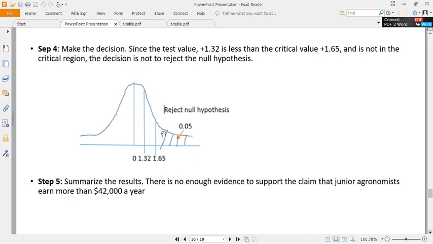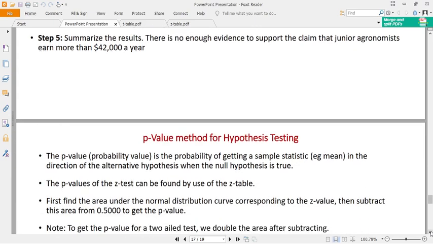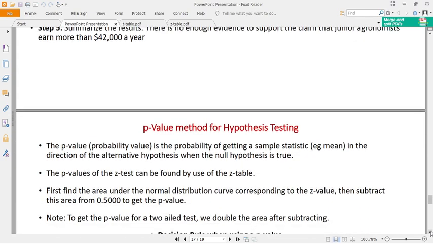$42,000. So in other words, if we had got a test value that was greater than 1.65, then we would reject the null hypothesis and take on the claim. But then what we've got is less than 1.65, is less than the critical value. So therefore maybe the sample that he did and had more than 42, it was by chance, but then there is no clear evidence or enough evidence. So that is it with the traditional method.